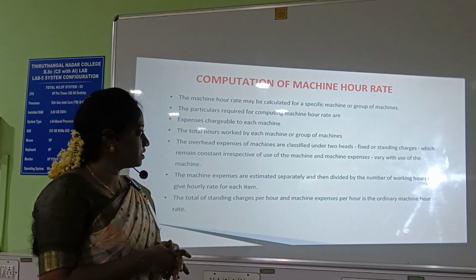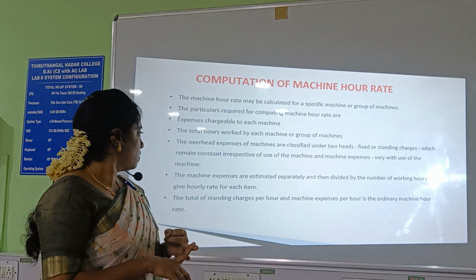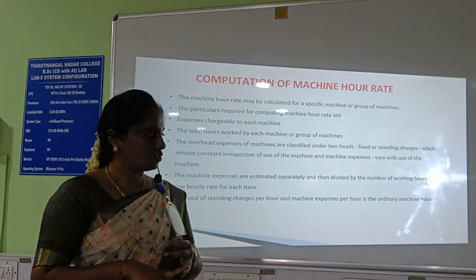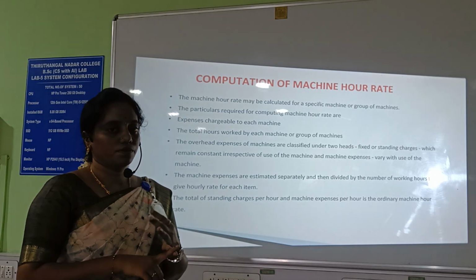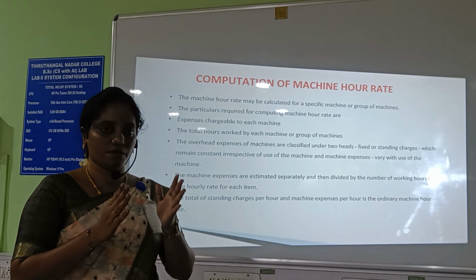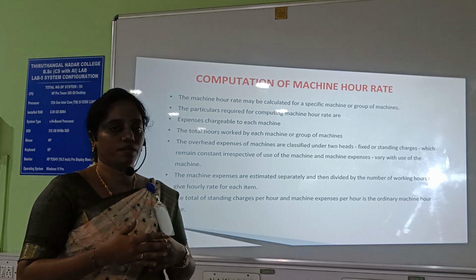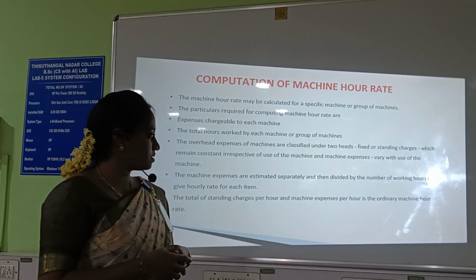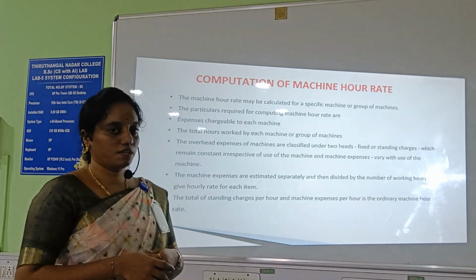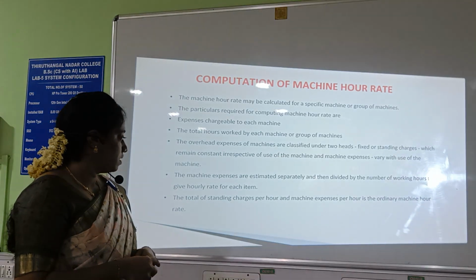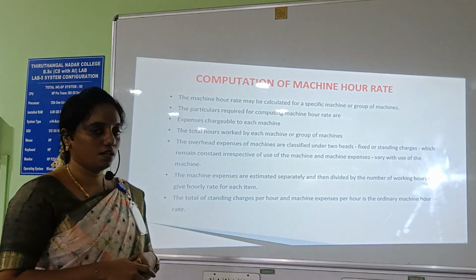The overhead expenses of machines are classified under two heads, which is standing charges and machine expenses. Standing charges remain constant irrespective of the use of machines, and machine expenses vary with use of the machine. Okay, so fixed charges means it will remain constant irrespective of the use of machines, and the machine expenses means it will vary. The machine expenses are estimated separately and then divided by the number of working hours to give the hourly rate of the item. The total of standing charges per hour and machine expenses per hour is the ordinary machine hour rate.